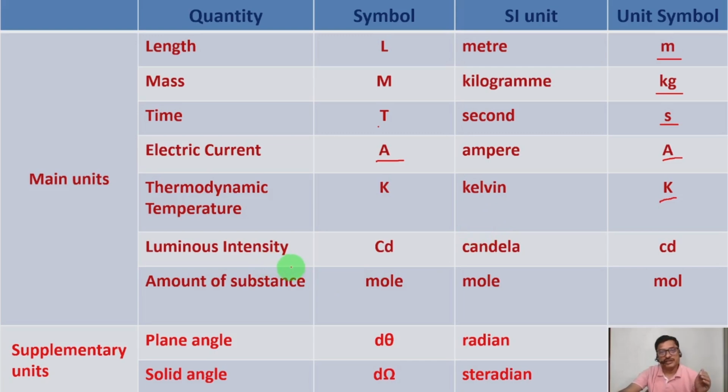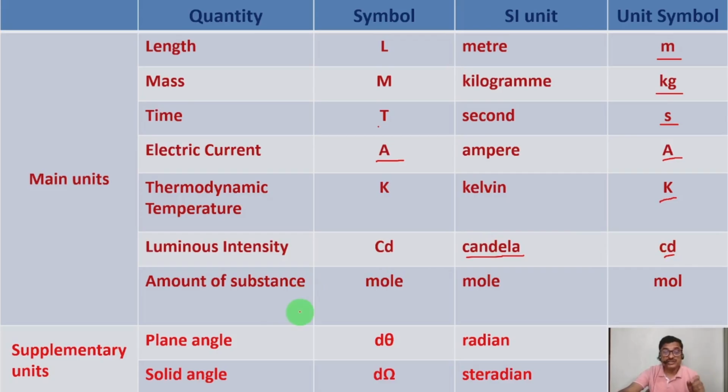Luminous intensity, or we can call it light intensity: how much brightness is there is called light intensity. How bright is a particular electric bulb? How much brightness does sunlight have? Like that, what we can measure is the luminous intensity or light intensity. The symbol of the physical quantity is CD, its unit is candela, and the unit symbol is also CD. And the last of the fundamental units is the amount of substance.